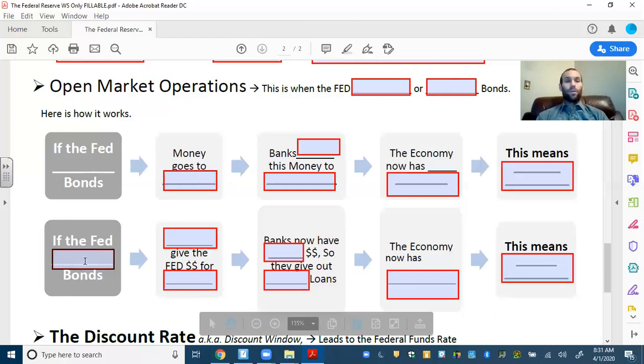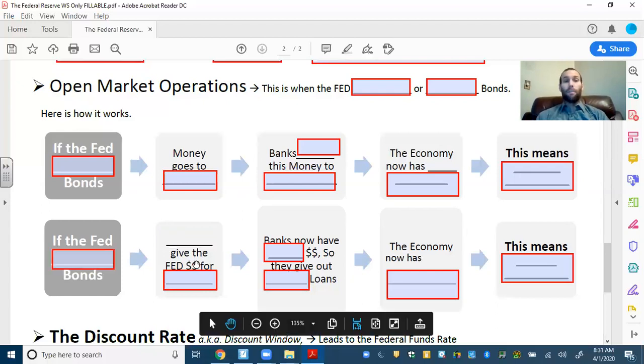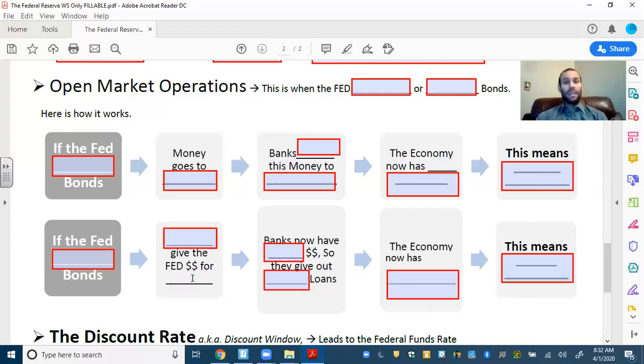Now, if we look down here, we also need to know what happens if the Fed sells bonds, which is right back to what I showed you before in the diagram. So if the Fed sells bonds, this means that banks are giving the Fed money for bonds. So that means the bonds are going to the banks, and remember, you got to think where the money goes. So if the Fed sells bonds, the bonds go to the banks, but the money goes to the Fed. And remember, if the money's in the Fed, the money is dead.